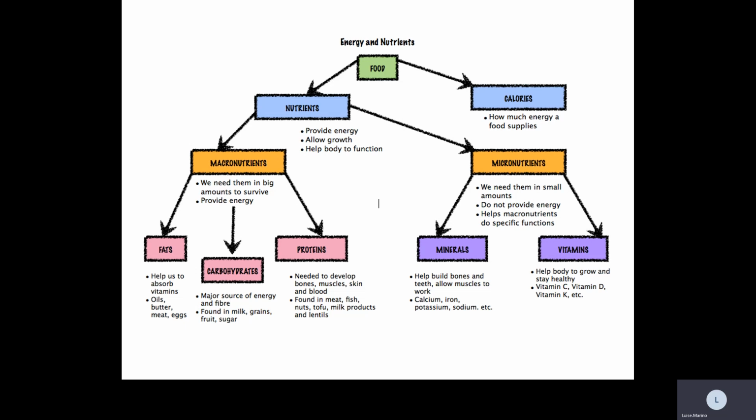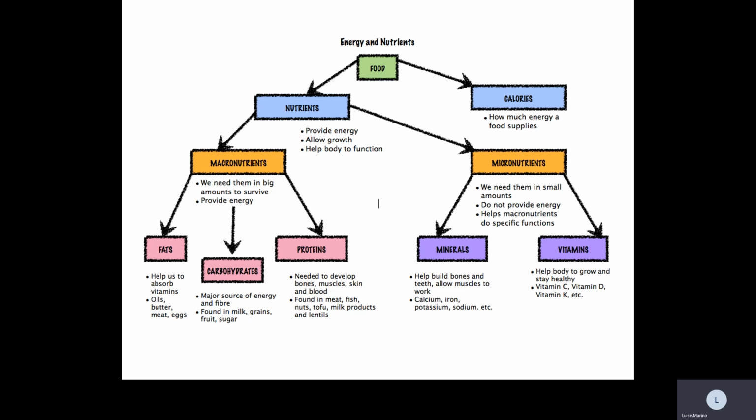So then that can be further split down into macro and micronutrients. As we've discussed before, macronutrients, we need them in big amounts to survive, and they also provide energy, but that's not just their sole function. So in terms of fats, some of the global things we can think about is that they are a transport mechanism for vitamins, particularly fat-soluble vitamins, so oils, butters, and such like. So your fat-soluble vitamins A, D, E, and K.